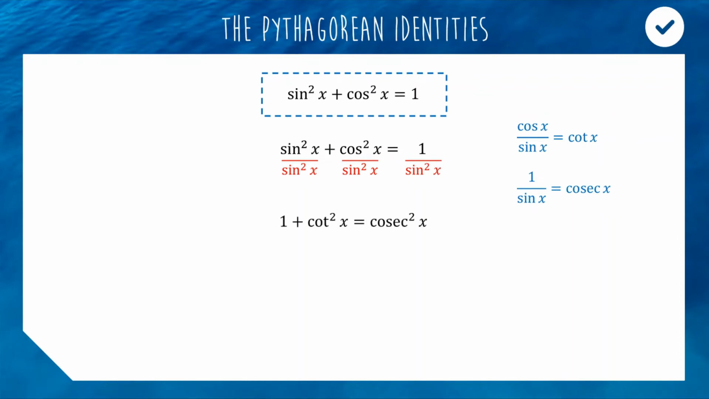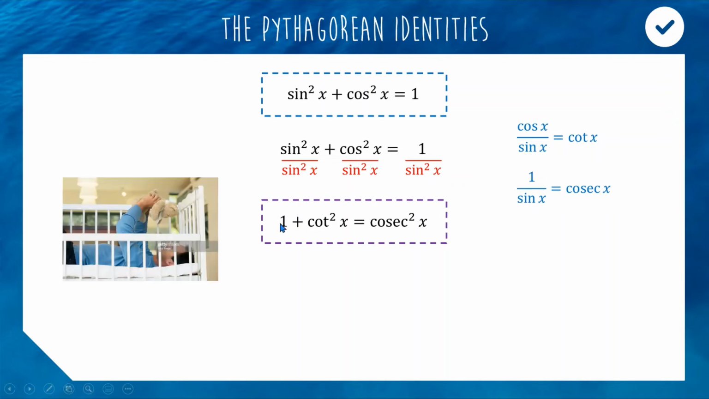Okay, and the way I remember this one is that, again, the 1 is a man, and a man in a cot is cozy. So there you go. We got a man in a tan is sexy, but a man in a cot is cozy. And there we go. And this one's pretty hard to forget because look how beautiful it is. Sine squared plus cos squared, always equal to 1. I love it.